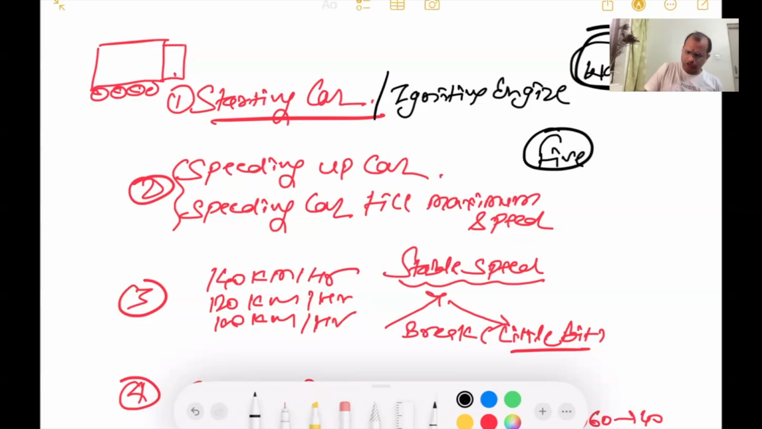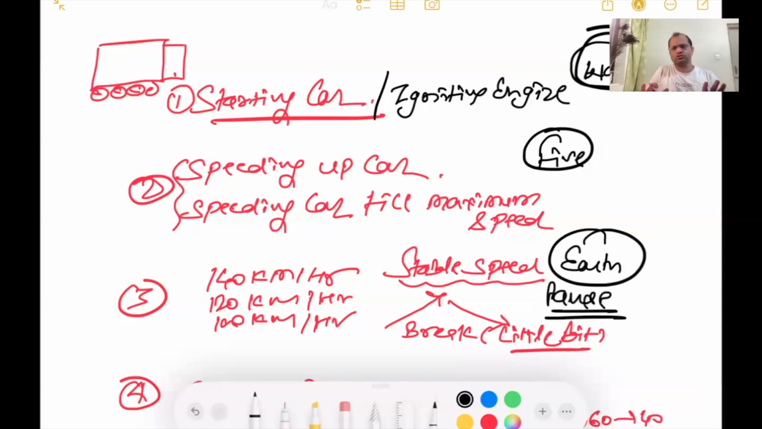Then the third phase is called the earth element. The meaning of earth: now you are in a pause condition. Fixed, stable. You are putting on a slight brake and you are stable. Neither are you going up nor going down. Now you are neither increasing nor decreasing the speed. You are in a fixed pause position. That is phase number 3.